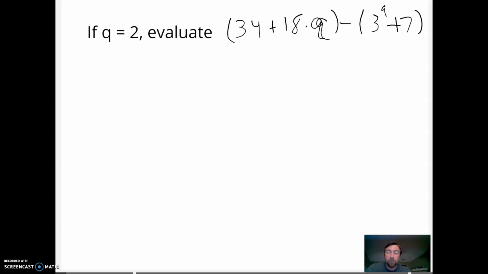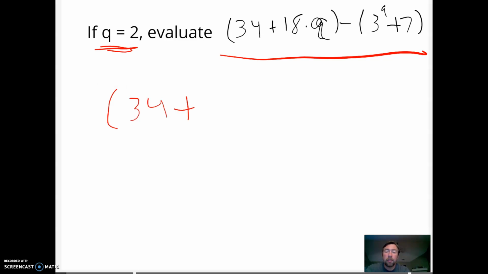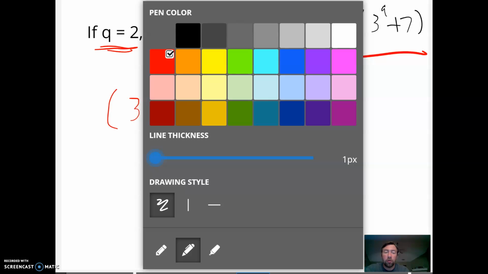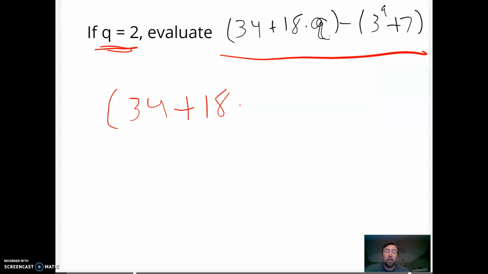So here's the next one. This time we have q equals 2. So I'm going to rewrite this entire thing here, only I'm not going to put in the q's. I'm going to hold off on those. So we're going to start with parentheses, 34 plus 18 times, and let's go ahead and do this since it's such a long problem, I don't want to miss it. We know that q is going to equal 2, so I'm going to put a 2.